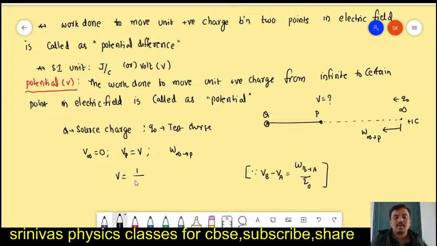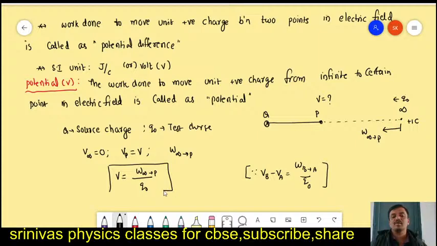Potential formula is work done. Okay, VB we will take as V at infinite distance. We are moving from infinity to point P. Then the formula for the potential difference is the work done to move from infinity to P by the Q naught charge. This is the formula for the potential.